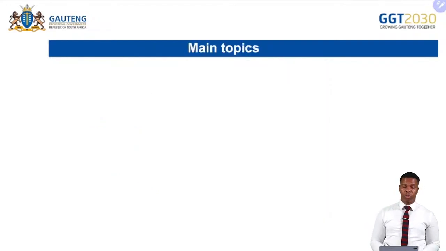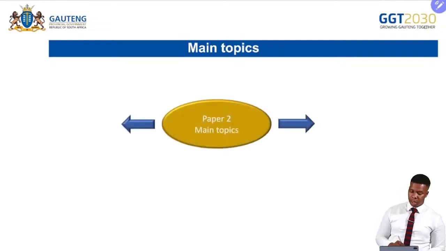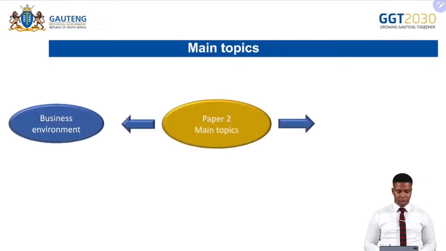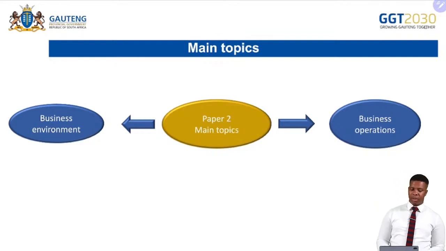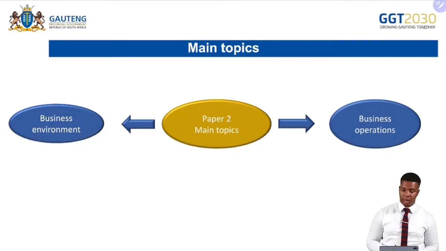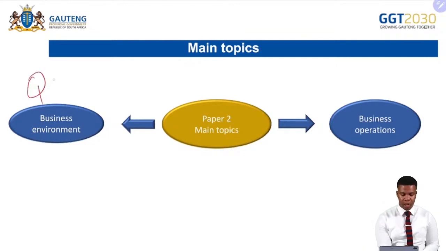Now, let us look into the main topics we have there. We have the following main topics. The first one is the business environment, and we also have the business operations. So I'm going to basically take you through the subtopics that you would find in your business environment and the subtopics you would find in your business operations. So you should remember that these would represent question 2 and question 5 in your essay. That is question 5 in your section C, that is question 2 in section B.